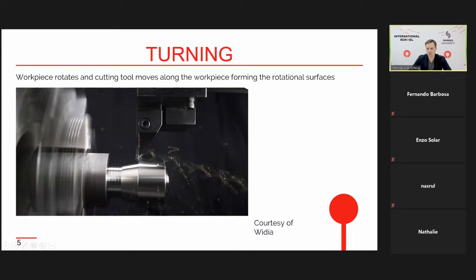So in turning processes, we achieve some rotational forms, which means they are cylinders, conical surfaces, toroid surfaces, spherical surfaces, and so on.